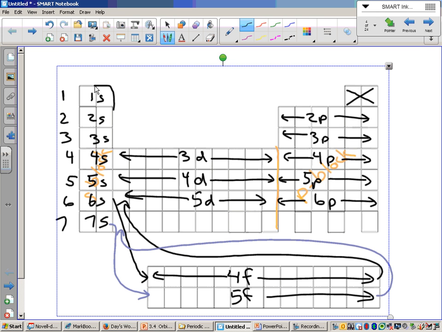Again, it's a little bit ugly, but I think we get the idea. I don't know if those arrows help or hurt. Maybe they hurt. Maybe they're confusing. What comes after the 5f? 6d, because it lags behind by 1. And then in the end, what is this guy? 7p. Okay, excellent.